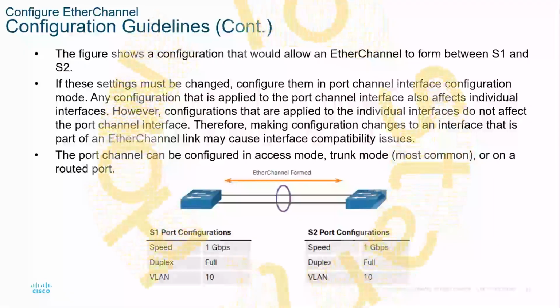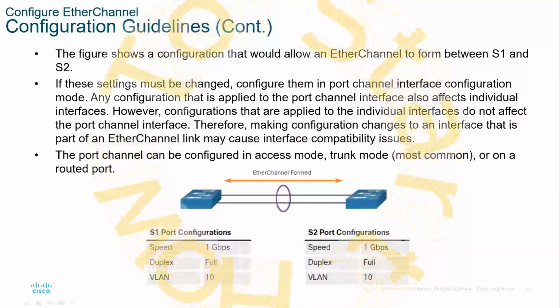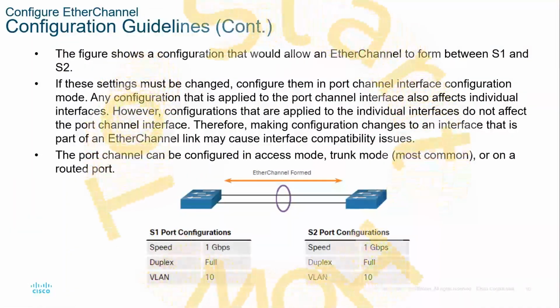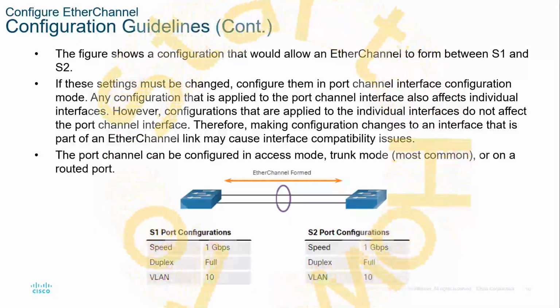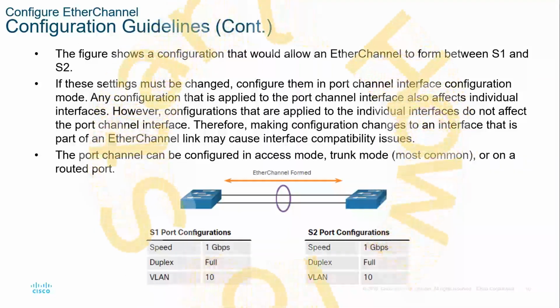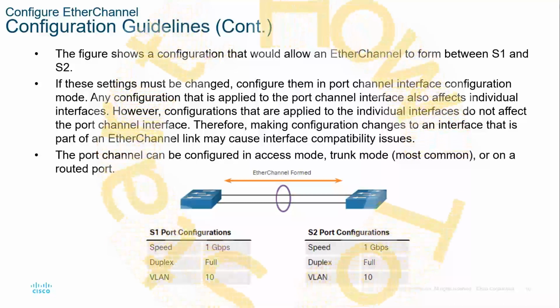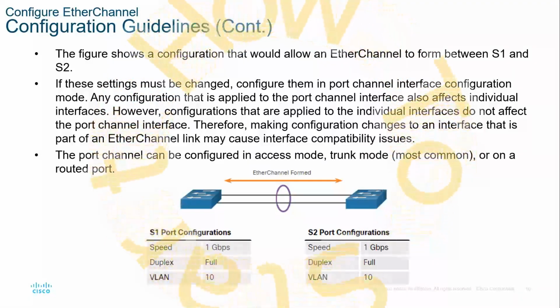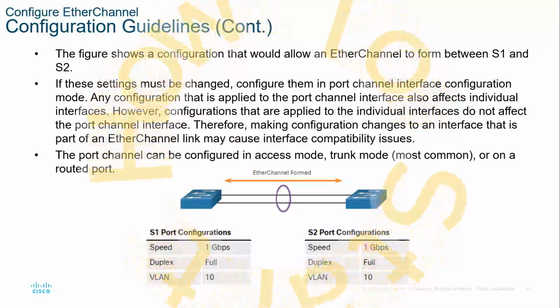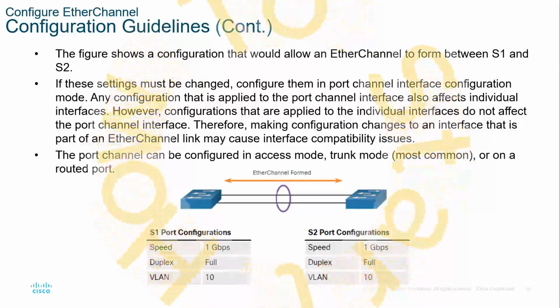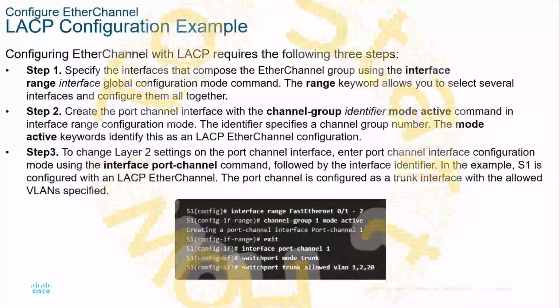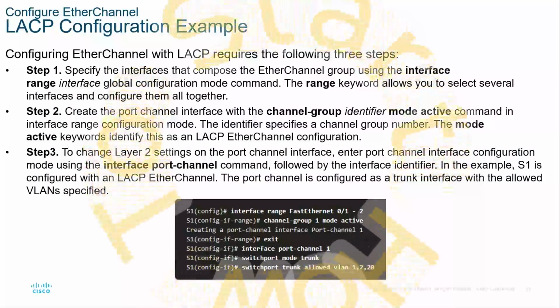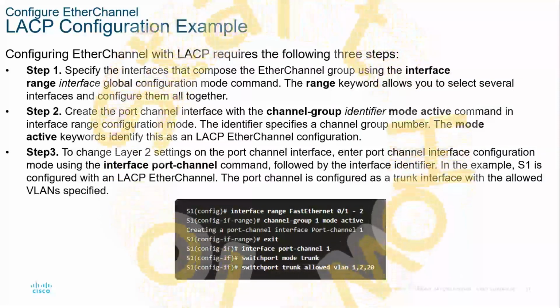So for configuration, for example, in this example, we see that the speeds are similar, duplex is similar, and VLANs are similar. This will allow us to actually form a link aggregation. So how do we configure this? This is how we configure LACP.